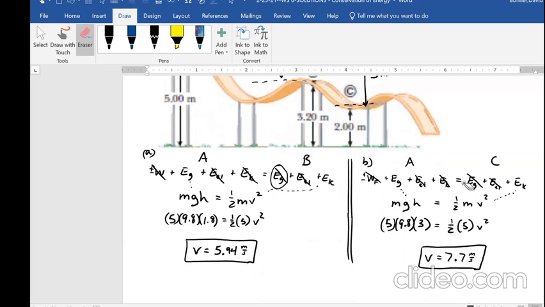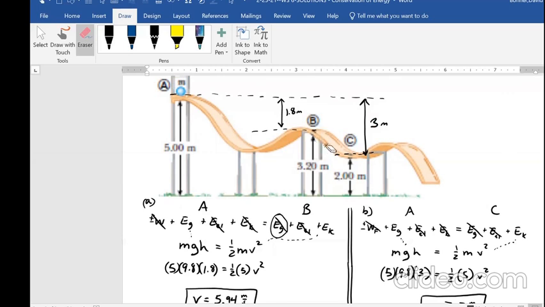There's nothing wrong with going from B to C, but that requires you then to have the potential energy of 1.2 and the initial kinetic energy based on your speed you just calculated. And then at the end, it would be the same thing you have on the right side. But that would still work. It still gives you the same thing.